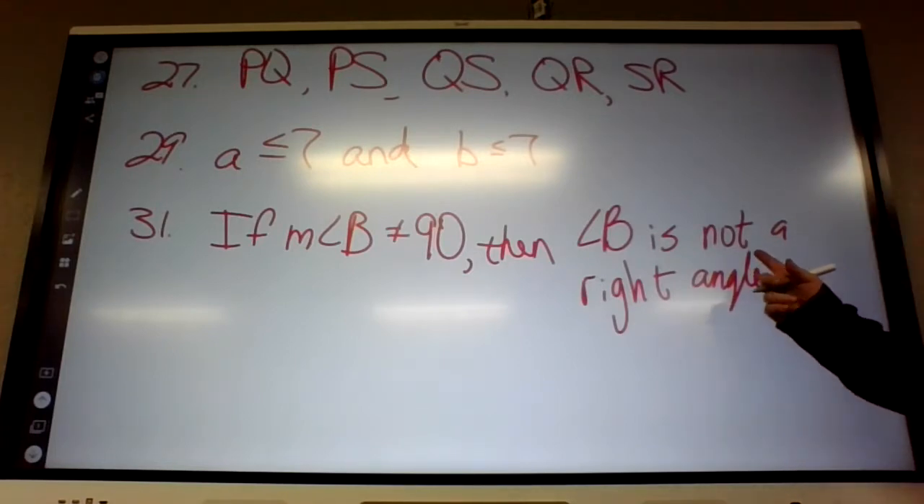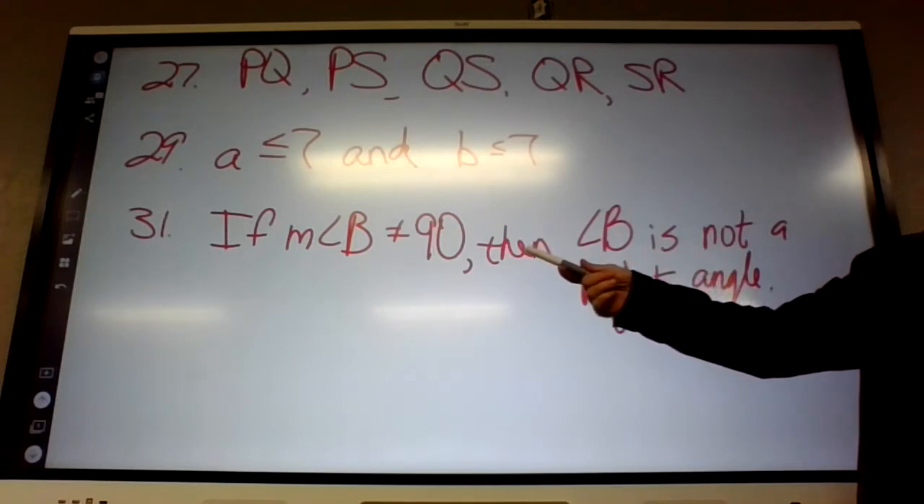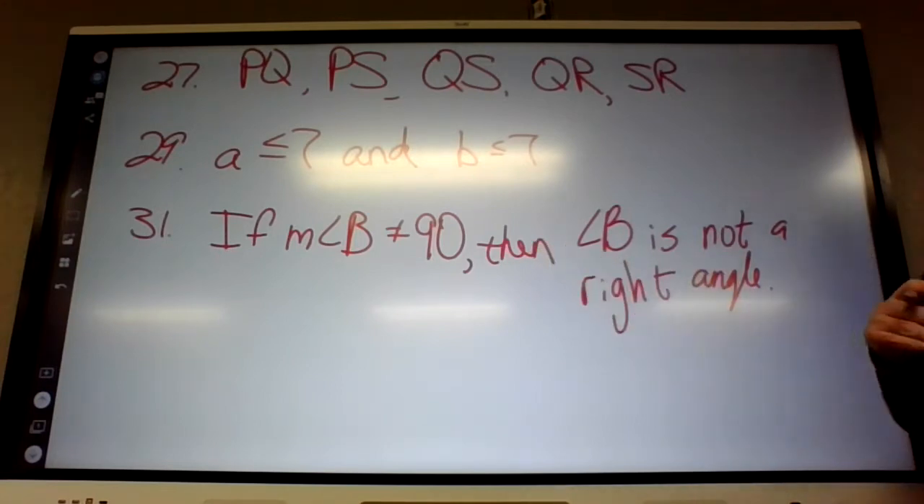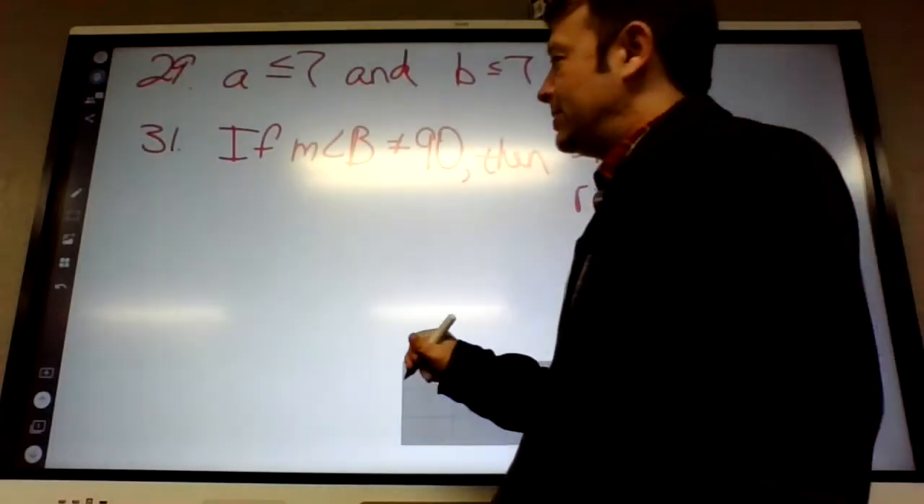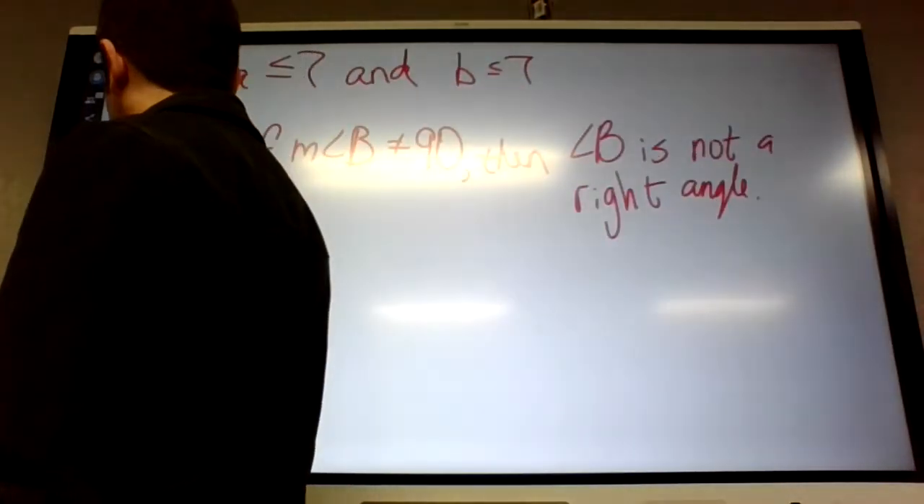Is this statement true? If the measurement of B is not 90, then B is not a right angle. Yeah. Contrapositives are a different way of saying the exact same idea, actually. So they are logically equivalent to the original statement.